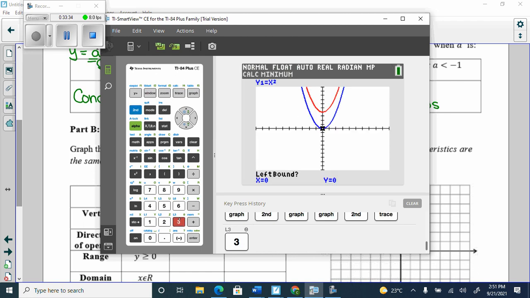So we should always find that first. I need to pop up onto the red one. If you're not on that one, you need to arrow up to get onto it. I need to go on the left side of it. Enter. Right side of it. Enter, enter. And I get e to the negative 6, which is 0 and 4.